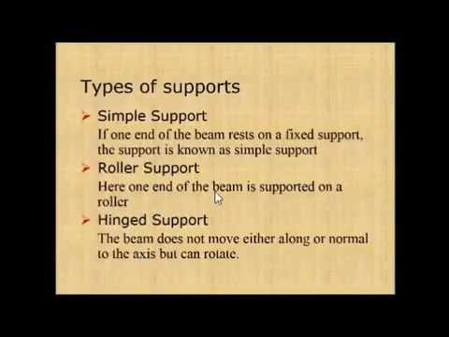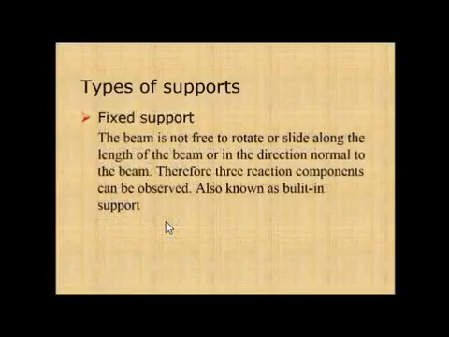If one end of the beam is supported on a roller, then it is a roller support. For the third type, if the beam does not move either along the normal or the axis but it can rotate, then it is called a hinge support. There is another type of support, the fixed support. In this case, the beam is not free to rotate or slide. That means it cannot make any translational or rotational motion along the length of the beam or in the direction normal to the beam. Therefore, three reaction components can be observed in this case. It is also known as built-in support.